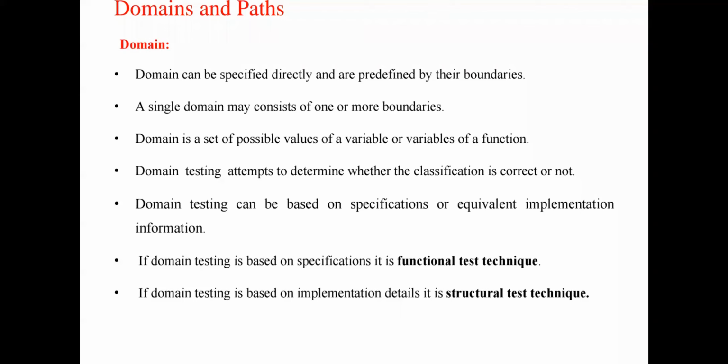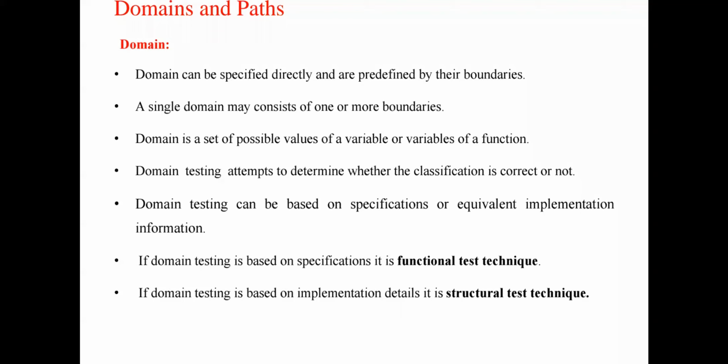Okay. A domain can be specified directly or be predefined by its boundaries. Generally, a variable is defined, for example, a variable should contain this set of values. To which category the set of values belongs is based upon the domain. So that is called the domain. A domain is nothing but a boundary of that variable. It specifies which values can be inserted into that variable. So a domain can be specified directly or as predefined domains. We already have boundaries that are predefined, and we can use those predefined boundaries.